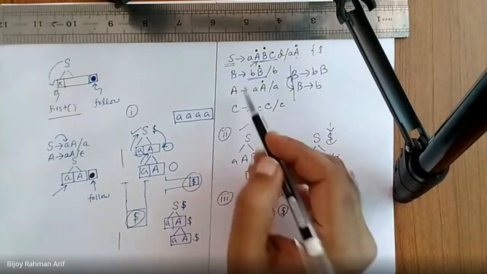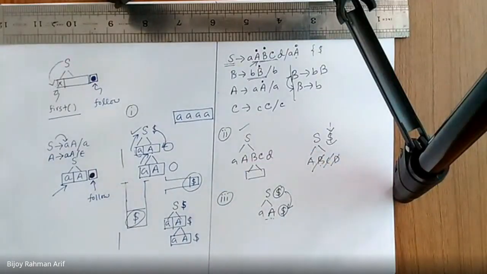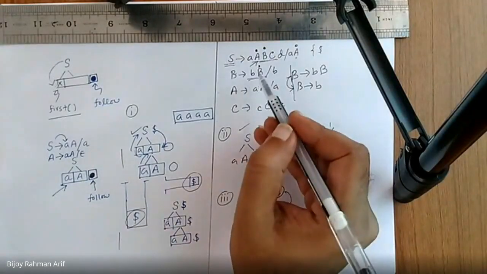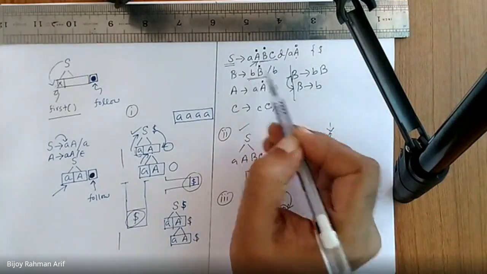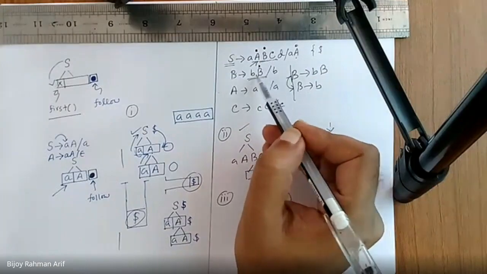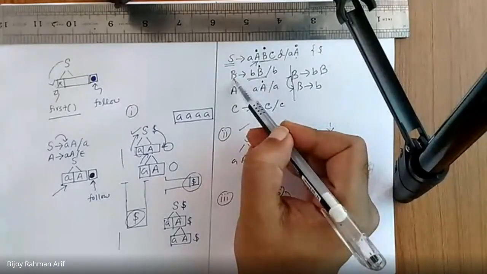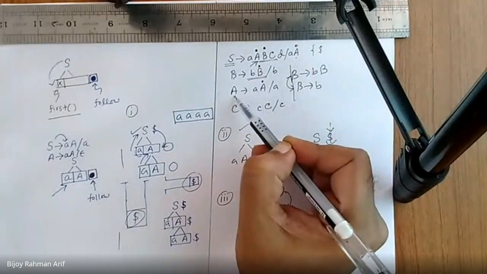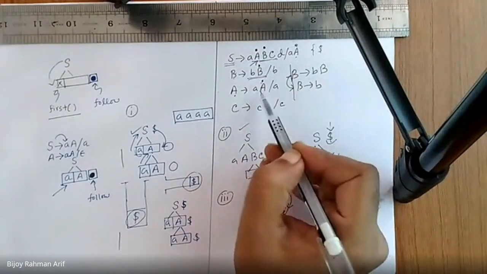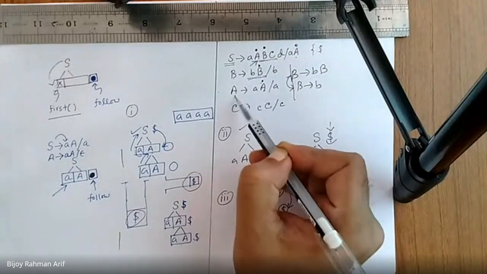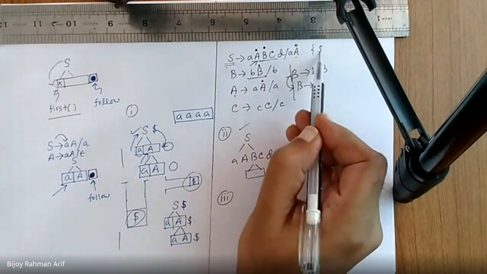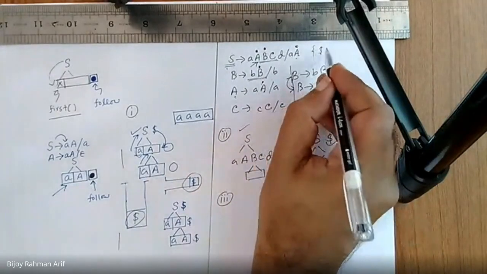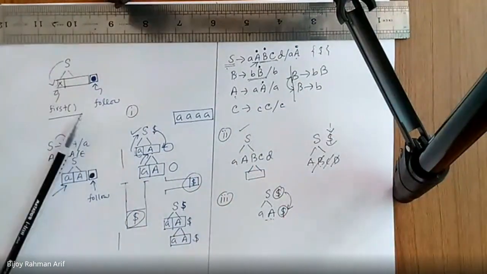Now rule number 3. Rule number 3 is, if some variable appears at the end of the product. In this case, B appears at the end here. Then what is the follow of B? Follow of B is nothing but follow of the left hand side. In this case, A appears here and here. So what would be the follow of A? Follow of A is nothing but follow of S, which is nothing but dollar. So these are the 3 rules you have to remember.